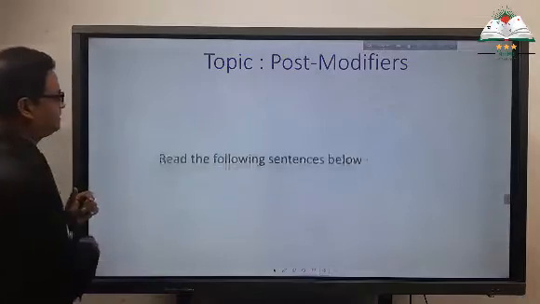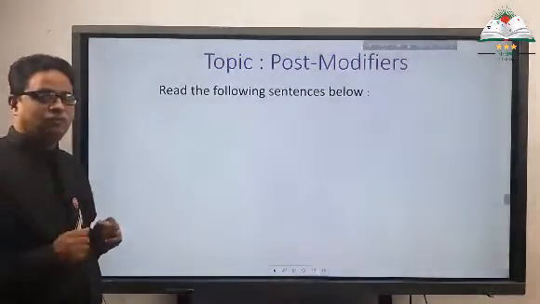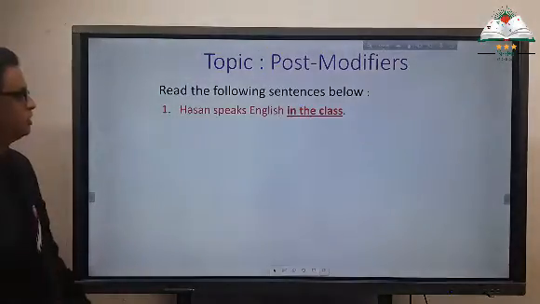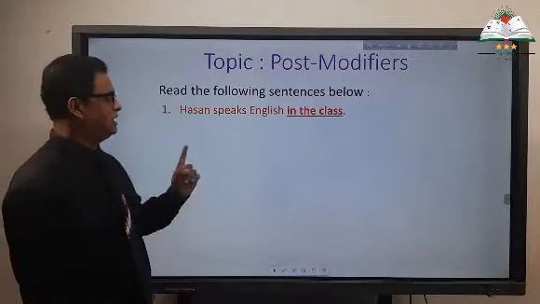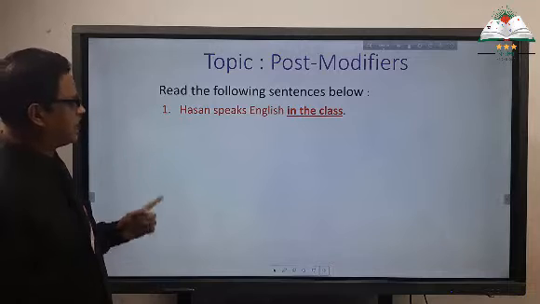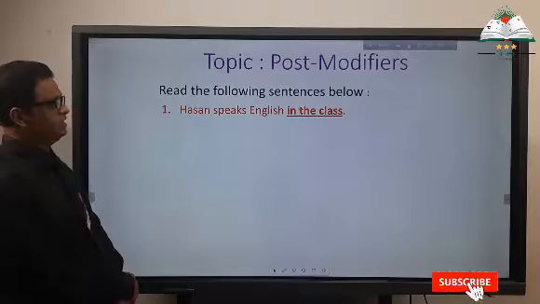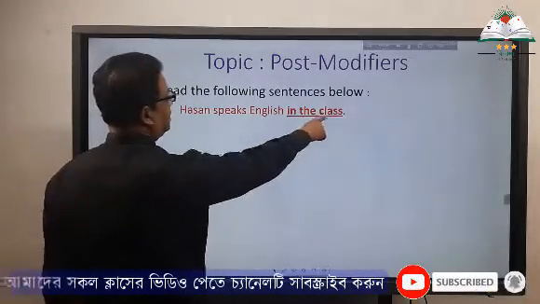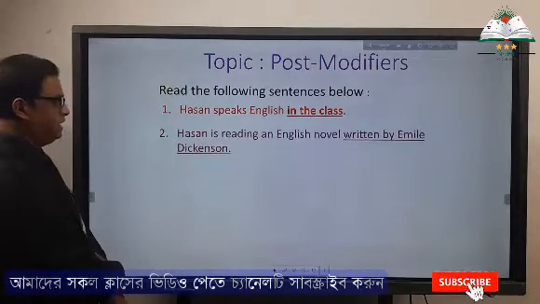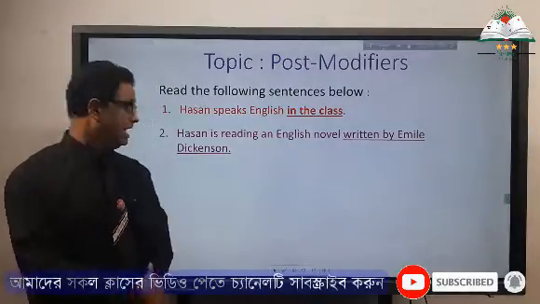Post-modifiers. Read the following sentences that will help you to understand what post-modifiers are. Sentence number 1. I think in my first class I wrote this sentence. Again, for our benefit, I am writing this one for the second time: Hassan speaks English. You see the underlined words in the class, and before that there is a noun. Then you see: Hassan is reading an English novel written by Emily Dickinson.